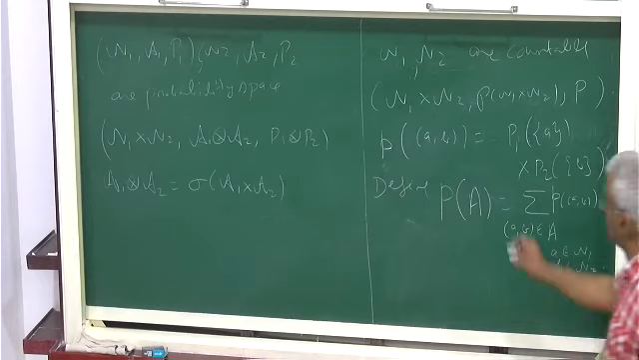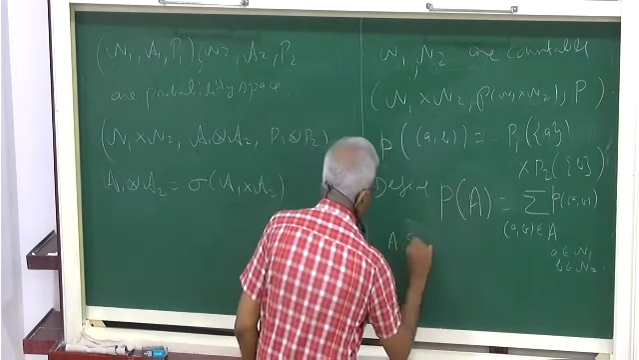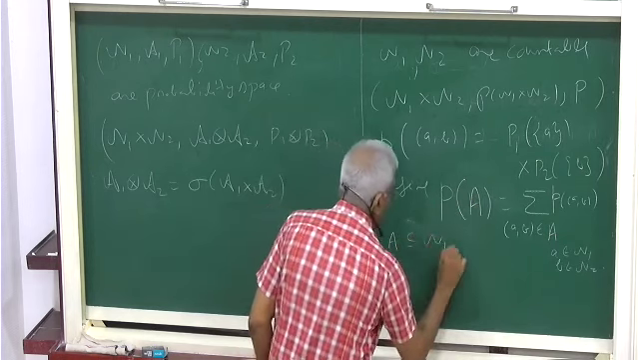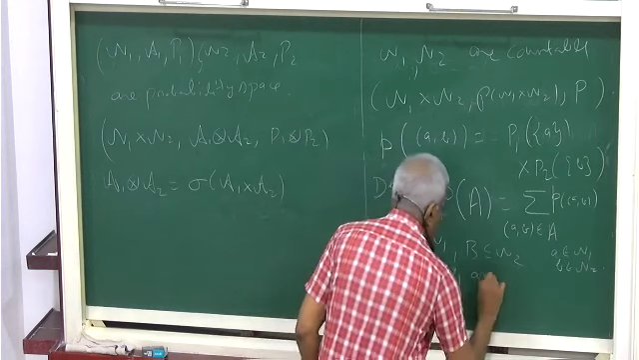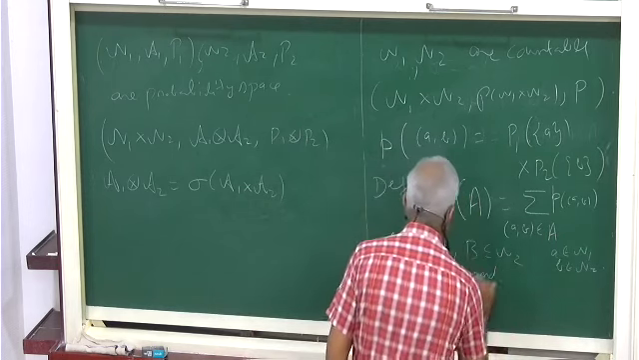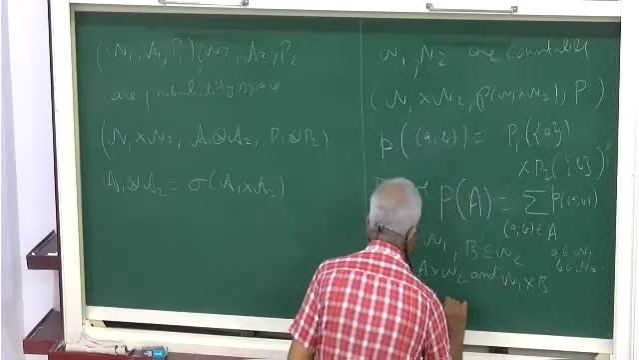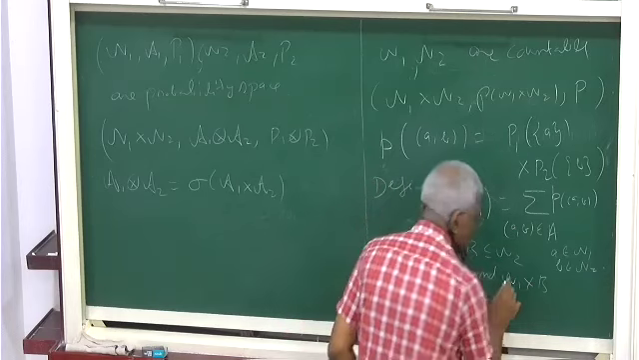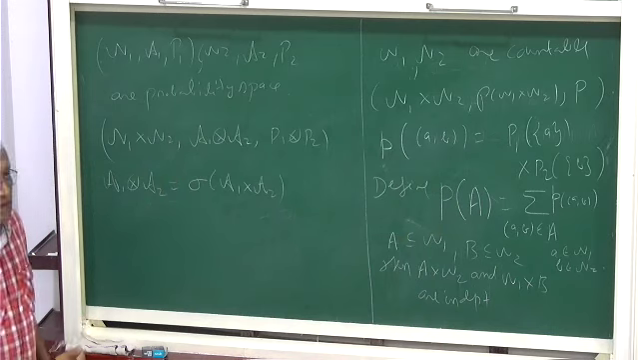So the thing is, when you define it like this, if you have A contained in omega 1 and B contained in omega 2, then it is always the case that A cross omega 2 and omega 1 cross B are independent. Is it clear or should I write it?